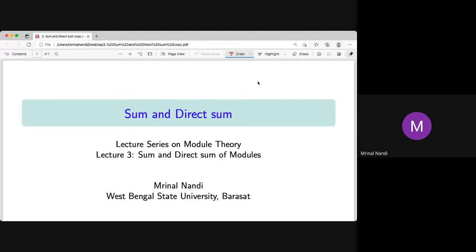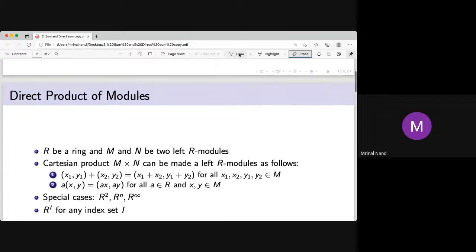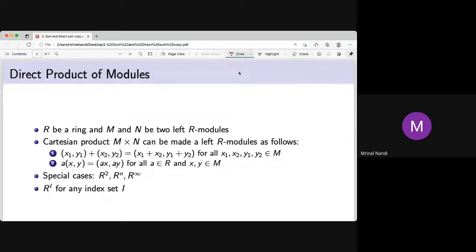So now lecture number 3, sum and direct sum. Sum and direct sum of modules. Now we know what sum and direct sum are in a vector space, so this is actually analogous. Just a brief recapitulation: we know what a left R module or submodule is.